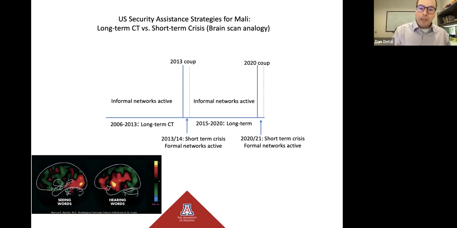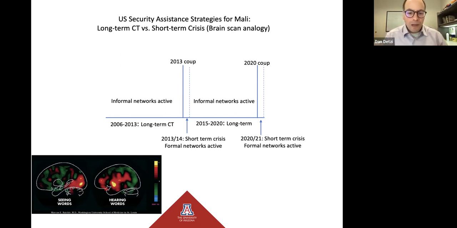But there have been spikes where there have been crises. So there was a coup in 2013 and then a coup again in 2020. So during my interviews, I'd like to pull out some of this information, how decisions were made prior to that, and then during that short period of the coup and the aftermath of the coup, and then settling back down into informal kind of bureaucratic decision-making again until the next crisis.